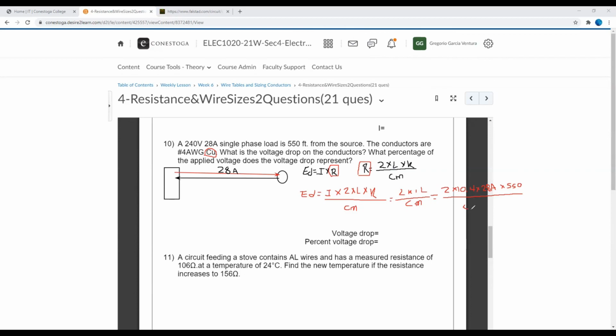Now, please perform the operation. And the operation says, let me see what the comment says. 7.67 volts. Sounds about right. And that's going to be my voltage drop, 7.67 volts.